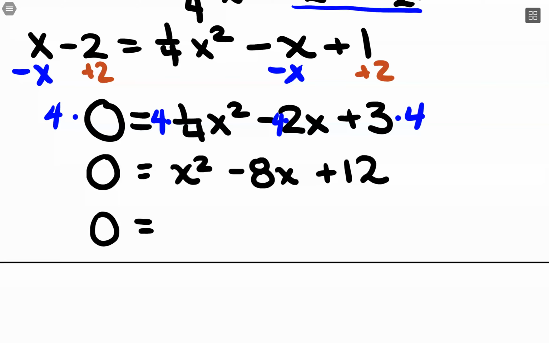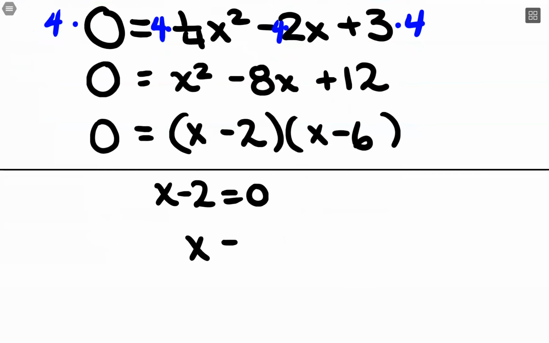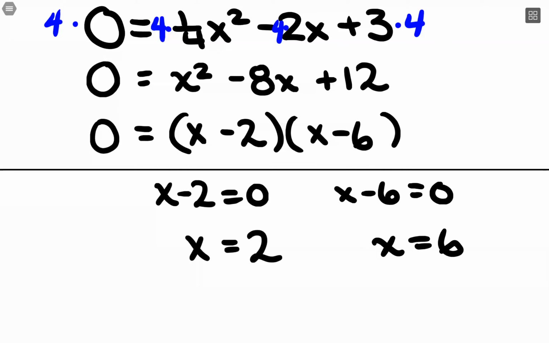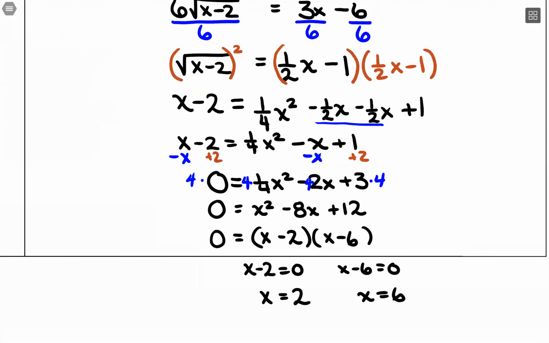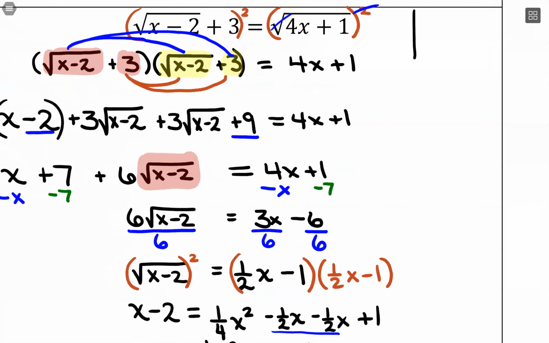So factors that multiply to positive 12 but add up to negative 8, that's going to be a 2 and 6. So x minus 2 times x minus 6. So we're going to have x minus 2 equals 0, which gives us x equals 2. x minus 6 equals 0, which gives us x equals 6. And we're so close to finished, but just not quite, because we need to check those answers. Now I'm going to go up to the side here and check.